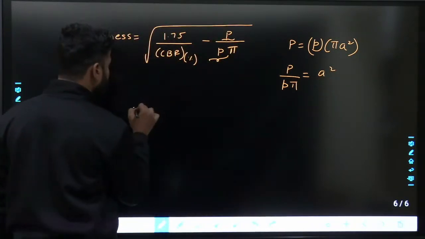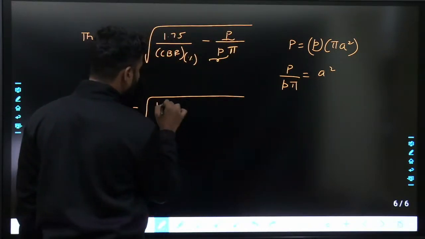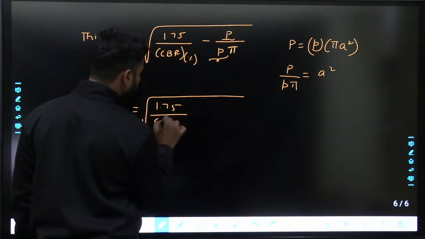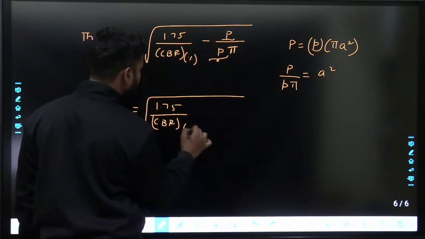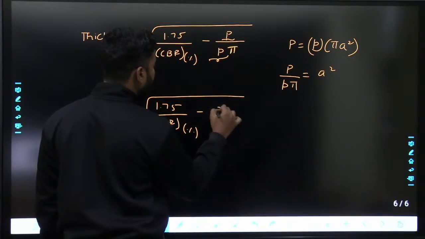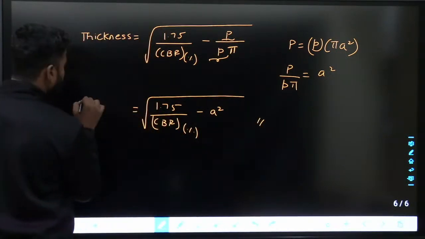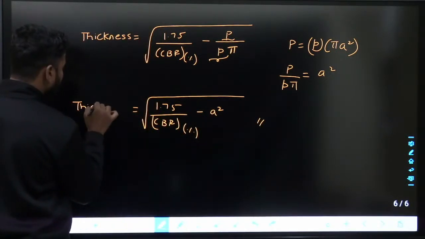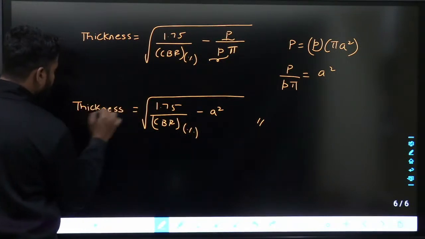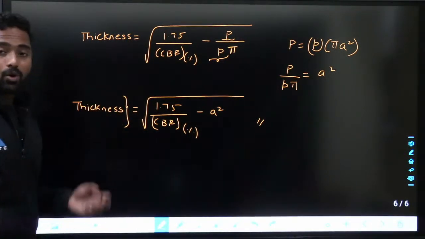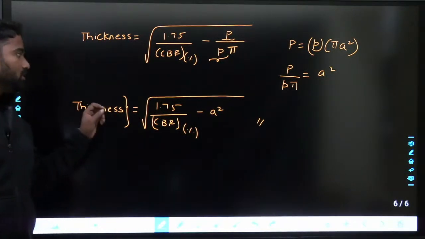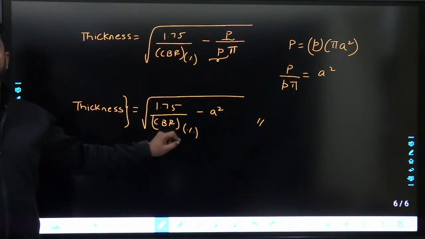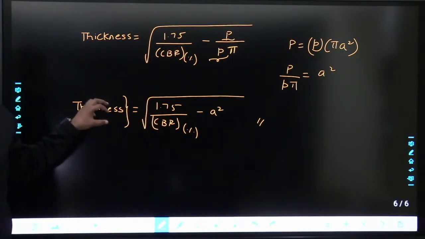Fine. So, this would be equal to the square root of 1.75 P upon CBR in percentage minus A square. This is how you will calculate the thickness of the pavement. Here also, first you will calculate the CBR of the subgrade. Based upon the CBR of the subgrade, you will calculate the thickness of the pavement.